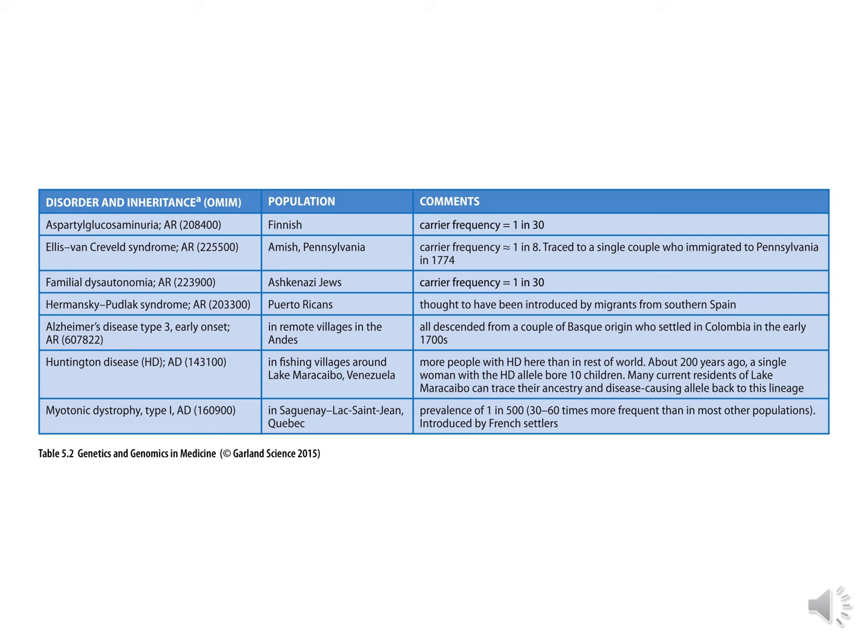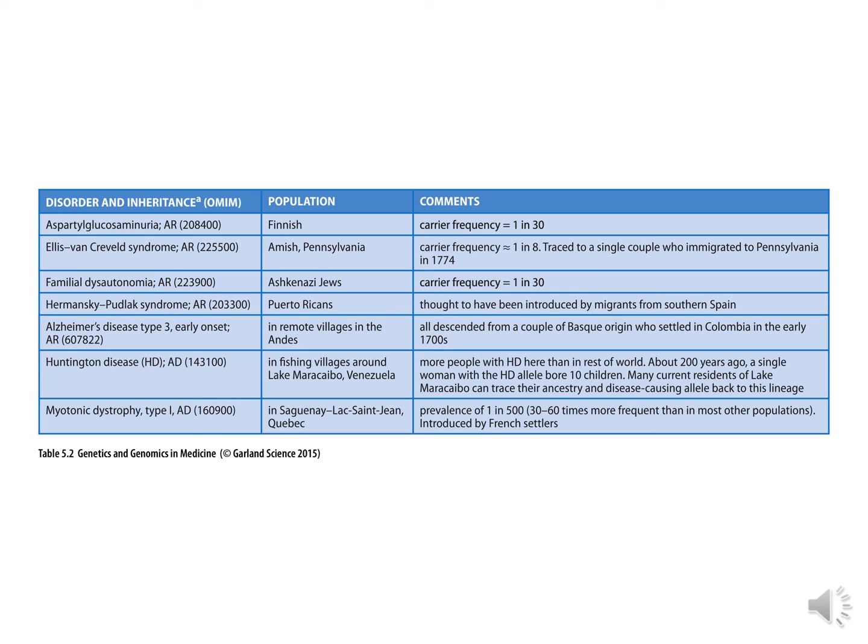This table shows examples of single gene disorders that are common in certain populations because of a founder effect. For example, we have aspartylglucosaminuria, which is common in the Finnish population and has a carrier frequency of 1 in 30, which is quite significant. Ellis-van Creveld syndrome is very prevalent in the Amish population in Pennsylvania and has a carrier frequency of 1 in 8 individuals, and it's traced to a single couple who immigrated to Pennsylvania in 1774.